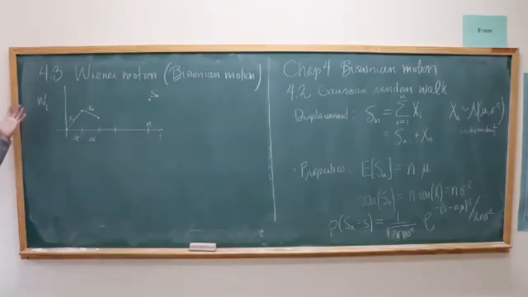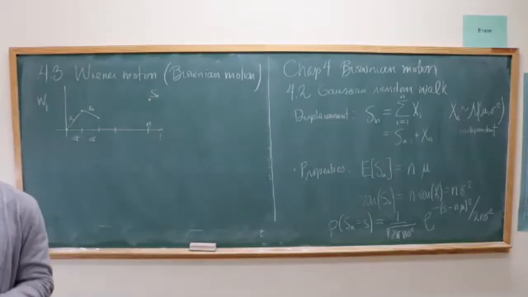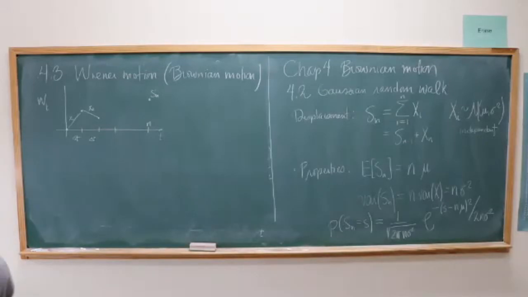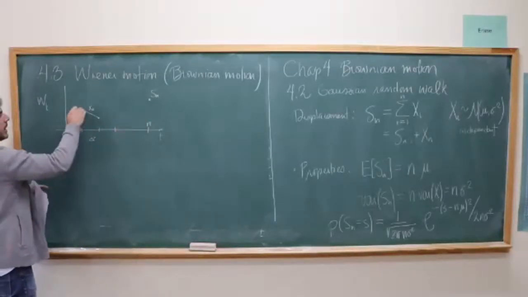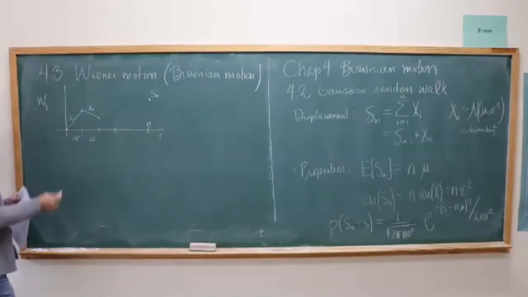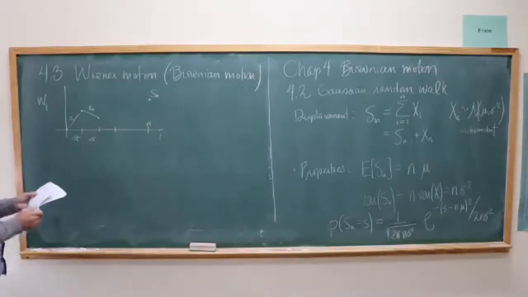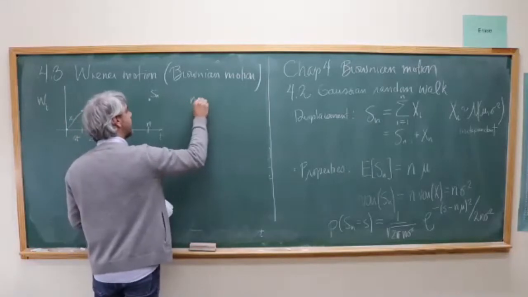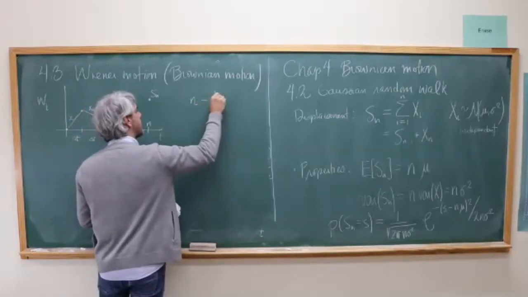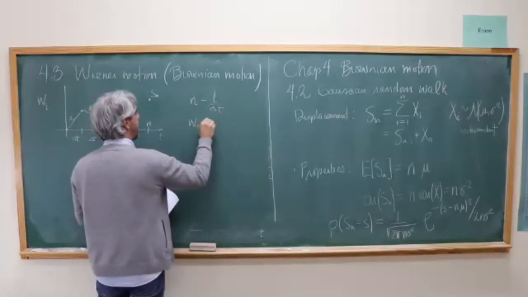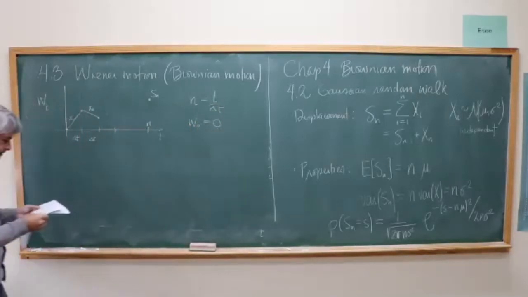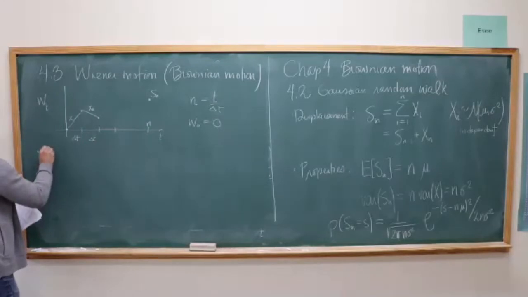But I want to make an interpolation of that. I want to take the random walk that I built over discrete time and interpolate this in continuous time to build a continuous time process. So this is what I'm going to do. I have n, the number of jumps, which is the time divided by delta t. And I start the process at 0. We always do this.